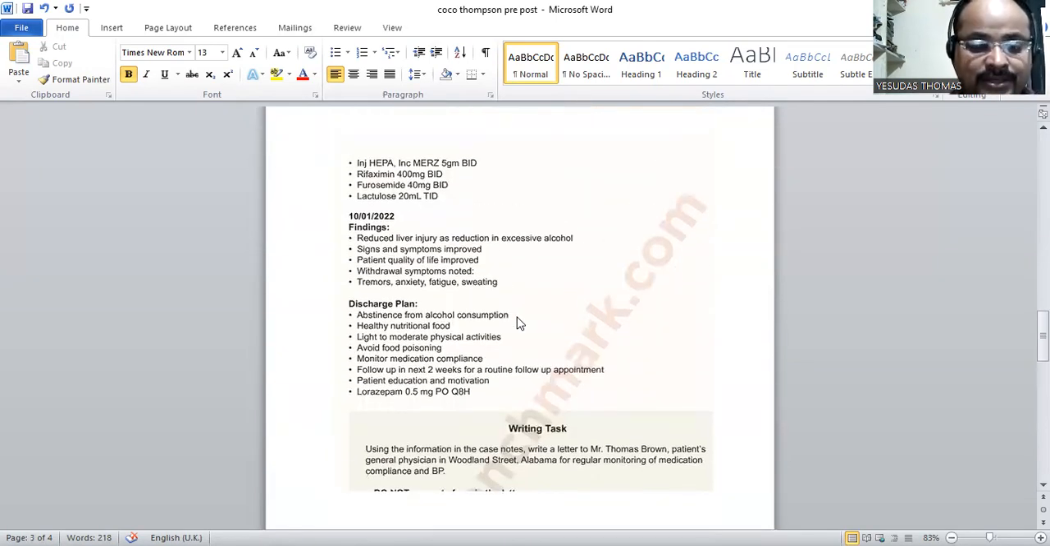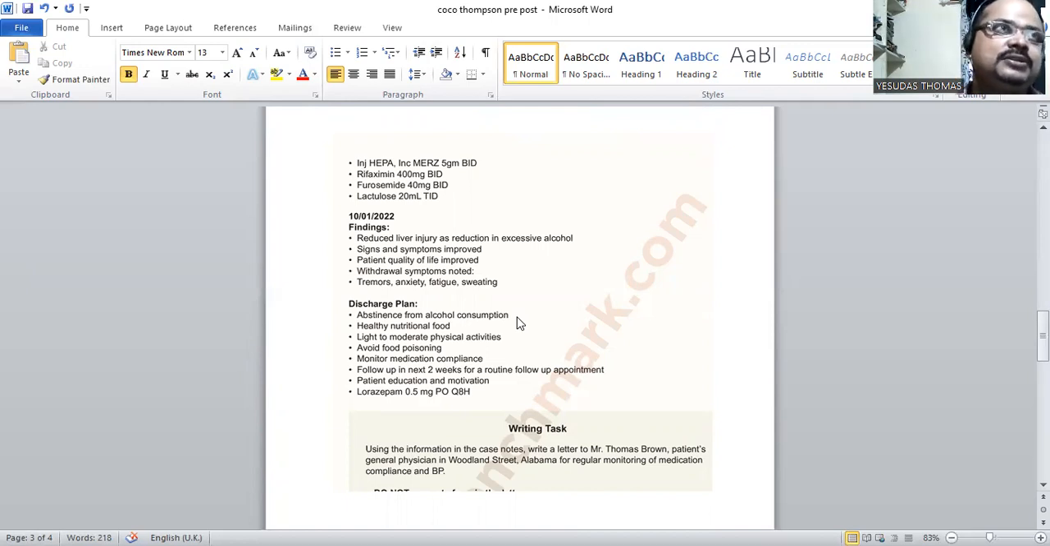You can see the writing task: using the information in the case notes, write a letter to Dr. Thomas Brown, the patient's general physician. Actually, it is not Mr. Thomas Brown, it's Dr. Thomas Brown. There's a small mistake there. The patient's general physician in Woodland Street, Alabama, for regular monitoring of medication complaints and BP. So this is the thing.